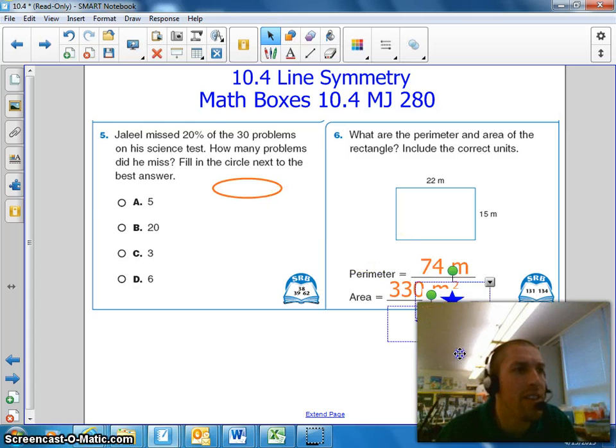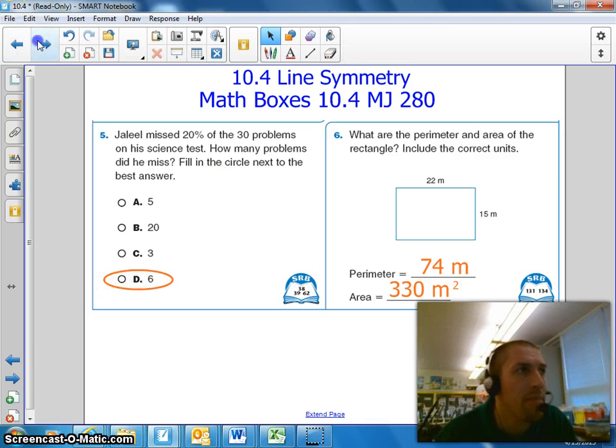And here are these answers. 20% of 30 problems, 1/5 of 30 is 6 problems, so they missed 6 problems.